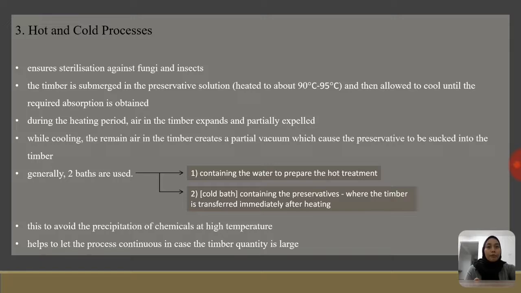During the heating period, the air in the timber expands and is partially expelled. While cooling, the remaining air in the timber creates a partial vacuum, which causes the preservative to be sucked into the timber. Generally, 2 baths are used. The first one contains the water to prepare the hot treatment, and the second one is the cold bath containing the preservatives, where the timber is transferred immediately after heating. This is to avoid the precipitation of chemicals at high temperature. It also helps to let the process continue in case the timber quantity is large.